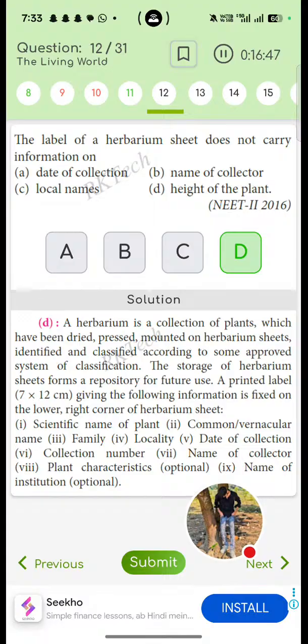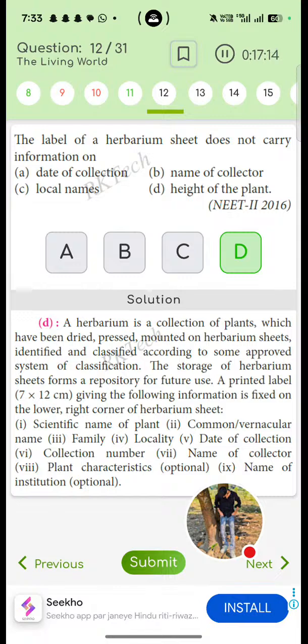A herbarium is a collection of plants which have been dried, preserved, mounted on herbarium sheets, identified and classified according to some approved system of classification. The storage of herbarium sheets forms a repository for future use. A printed label 7 into 12 cm giving the following information is fixed on the lower right corner of the herbarium sheet.